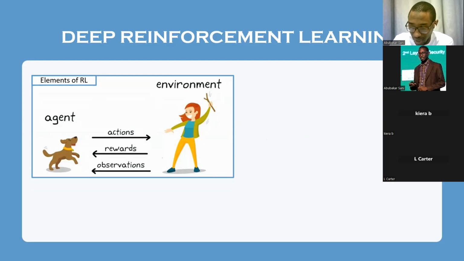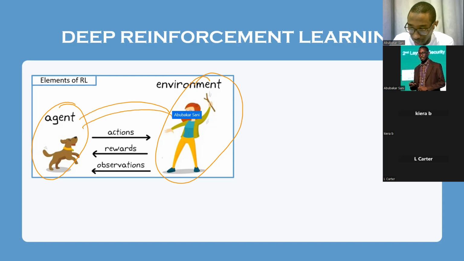Reinforcement learning in general comes with these elements. It will have the agent, it will have the environment. The agent is interacting with the environment, so there has to be an interaction between the agent and the environment. So you deploy the agent inside the environment. In this case, our environment is the lady holding the stick and the agent is the dog.